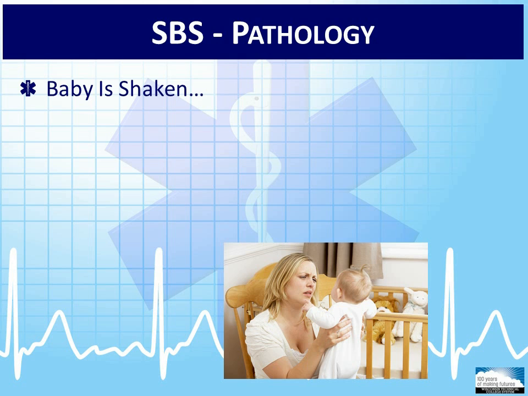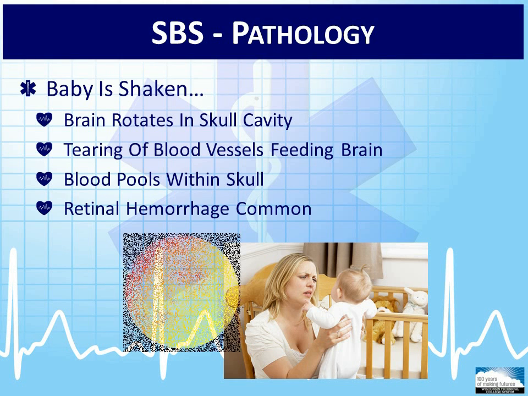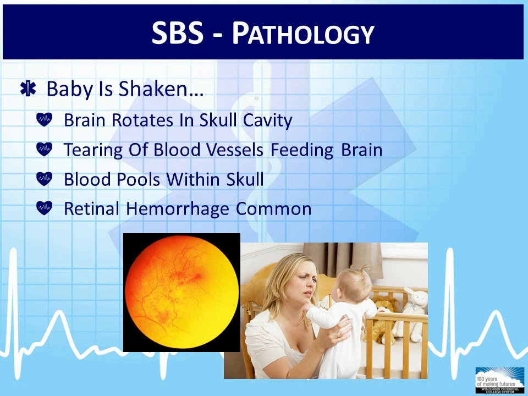After the shaking episode, it is not uncommon for the child to be thrown back into a crib, onto a bed, or some other surface. If the baby does stop crying, it usually is due to the brain trauma sustained by the child. Ultimately, the brain rotates within the skull cavity, injuring or destroying brain tissue. Blood vessels supplying the brain can also be torn, which leads to pooling of blood within the skull, which can cause additional brain damage. Retinal bleeding is also a common sign of this type of injury.